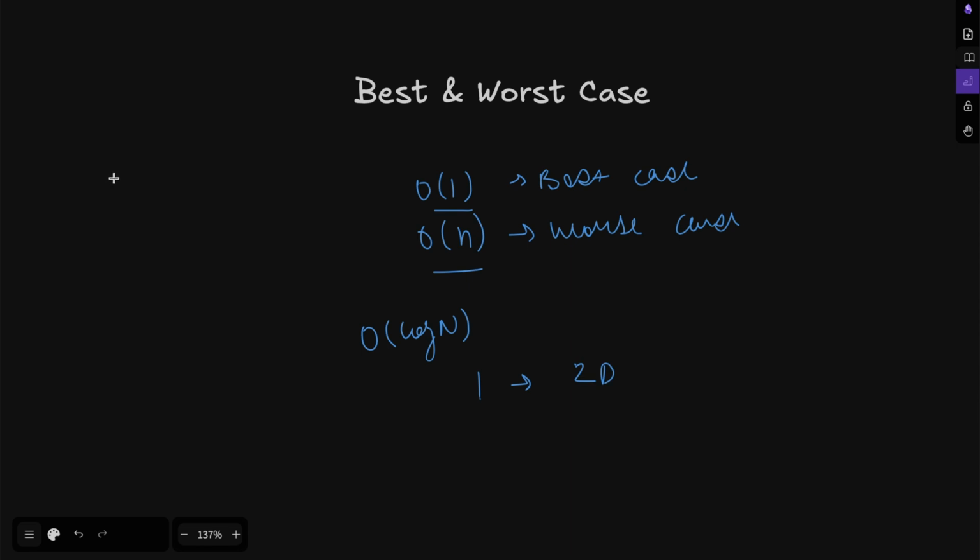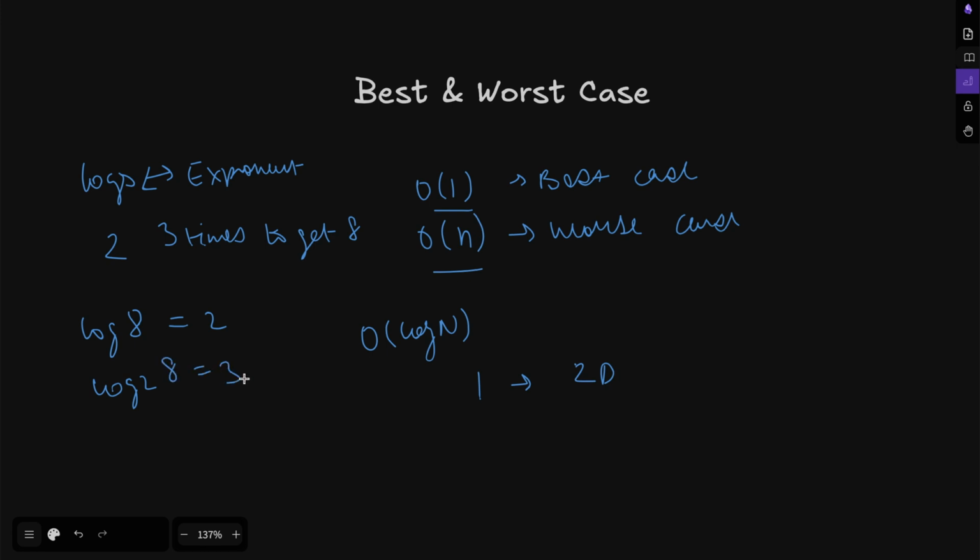Logarithms are the opposite of exponents. For example, you have to multiply 2 by itself 3 times to get the answer 8. So log base 2 of 8 is 3. Similarly, we can say log base 2 of 64 is 6. Another way of explaining the logarithm is how many times you need to divide 8 by 2 to get 1. The answer is 3.